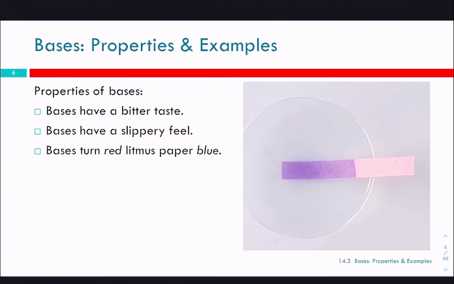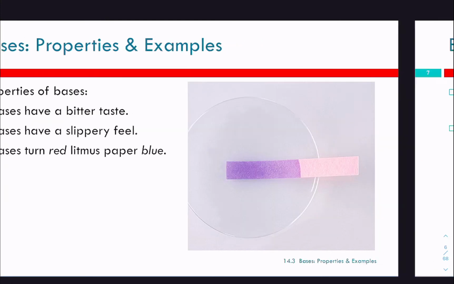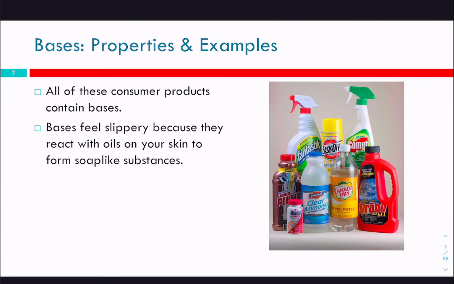Bases are, in some ways, the opposite of acids. If you think of bitter as the opposite of sour, there's a reason bases are bitter. They have a slippery feel, and they turn red litmus paper blue. We actually used some red litmus paper for one of the labs. This is red, although the screen doesn't show it.